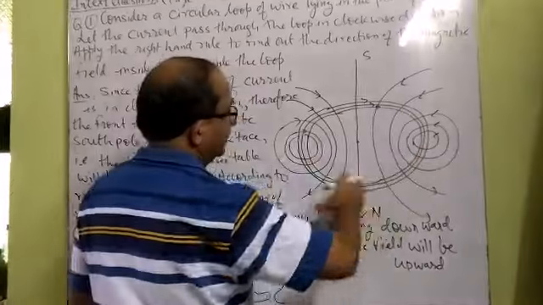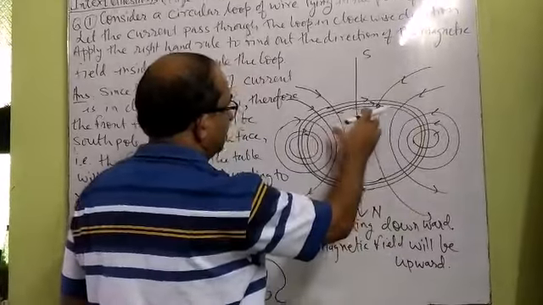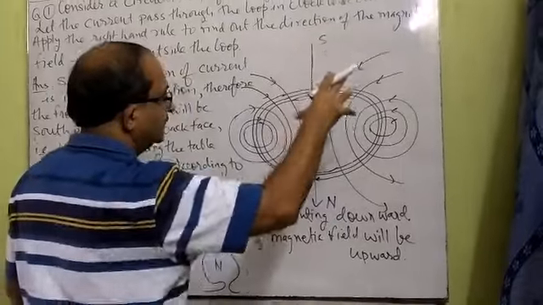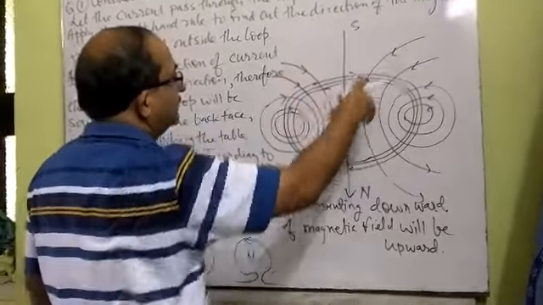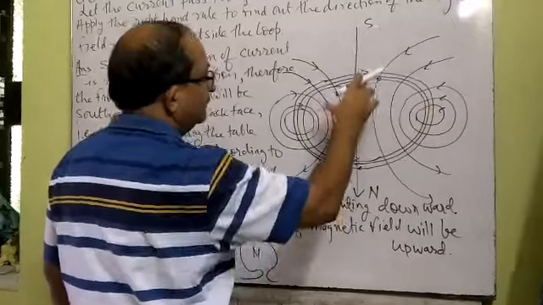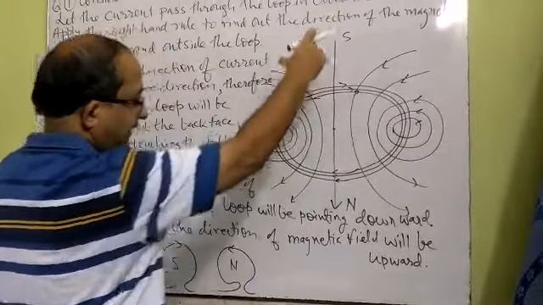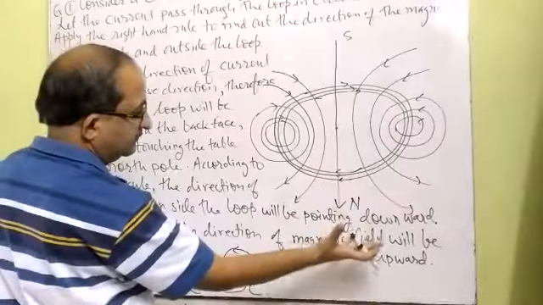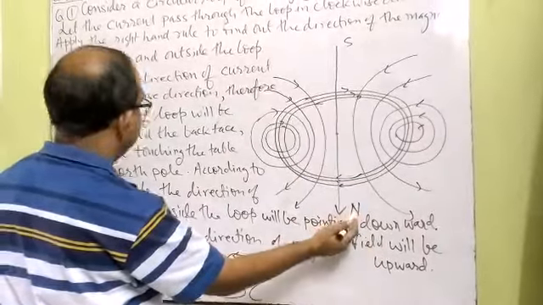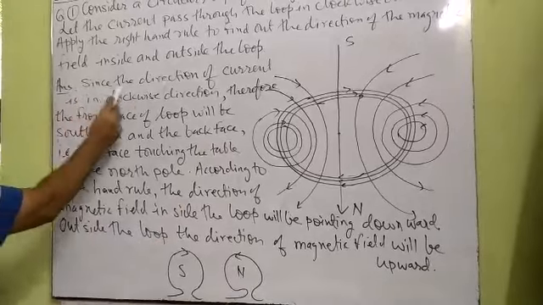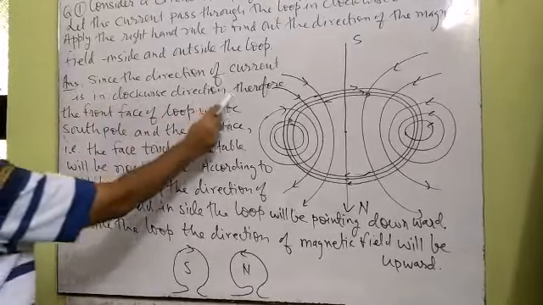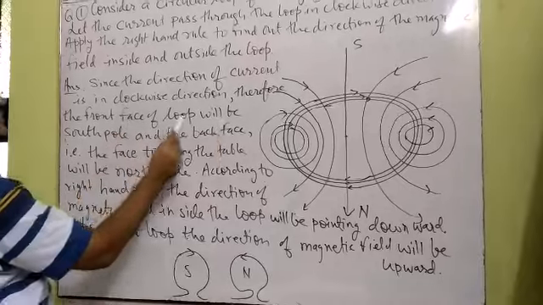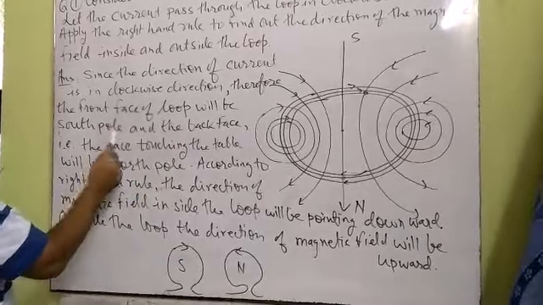So right now the current is carrying in the coil in the clockwise direction. That is why when we look from the front, means from the top, then the top will be south pole, and the bottom, along which the coil is placed, if we look from that side, it will appear as a north pole. So answer, since the direction of current is in the clockwise direction, therefore the front face of the loop will be south pole.